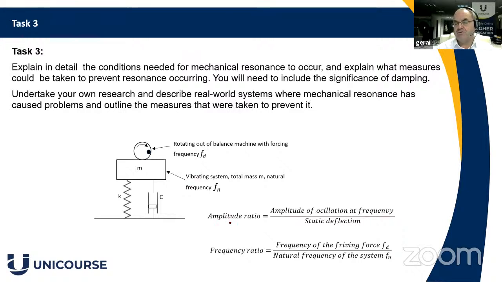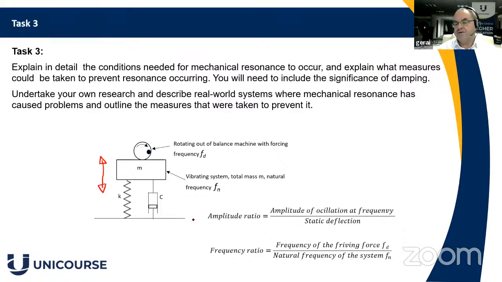Now think about these two things: the amplitude ratio. The amplitude of oscillation at a frequency over the static deflection. So it's how much this system is going to move up and down. So the amplitude ratio is a ratio of how much this system moves up and down. So it's going to move up and down with some amplitude compared to its static deflection when it's not running and just placed on the springs. So there's going to be an oscillation there. We refer to it as an amplitude ratio.